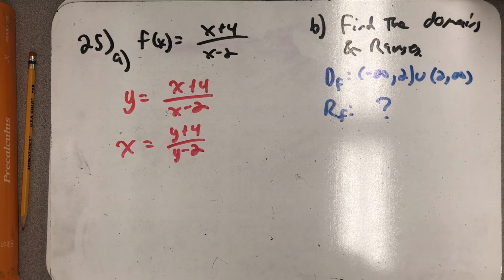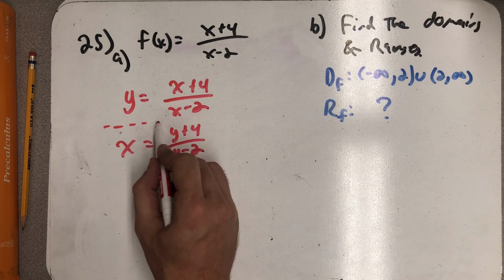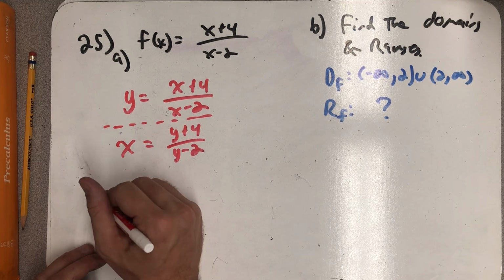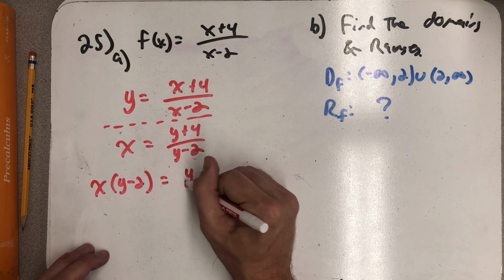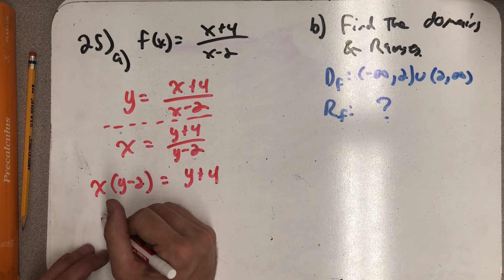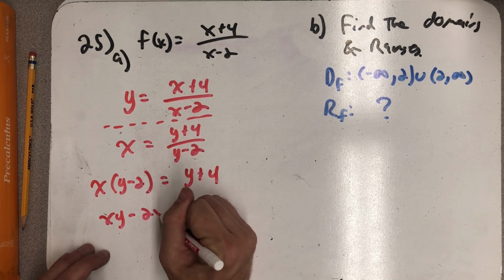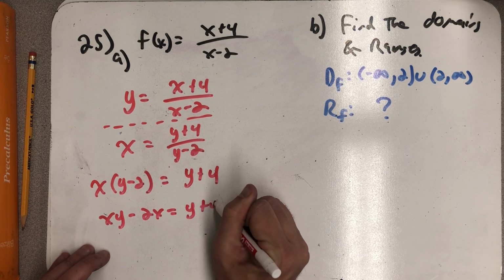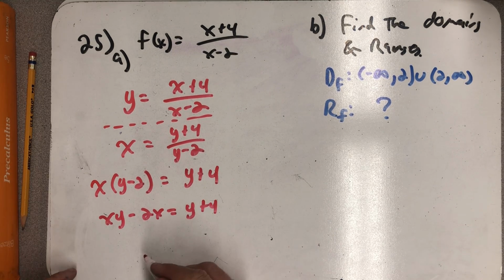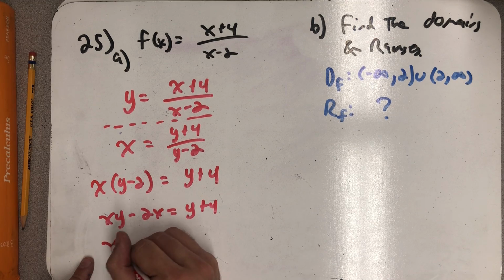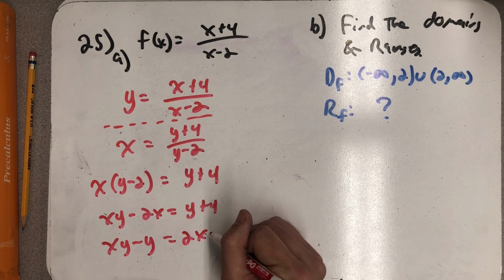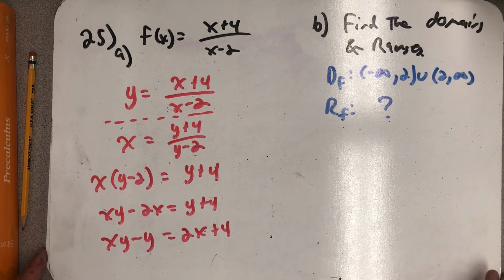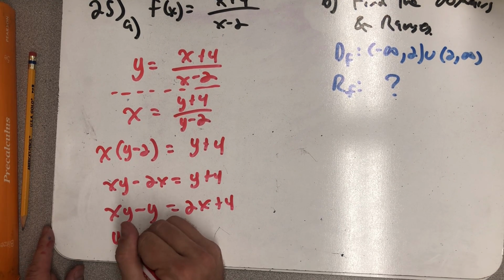Now I'm supposed to get y by itself. So I'm going to multiply both sides by y minus 2. I think about cross multiplying here, really. Distribute the x. If I'm supposed to solve for y, I need to get everything with a y on the same side. So I'm going to take y away from both sides, and I'm going to add 2x to both sides. And now I can factor a y out.